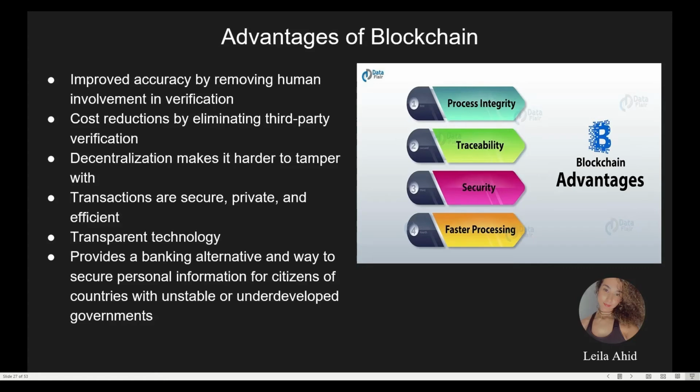Finally, we have faster processing, and this is done by removing human involvement in verification that can take some time. Before, the overall banking process took around 3 business days to settle. Now the time is reduced to nearly minutes or even seconds.